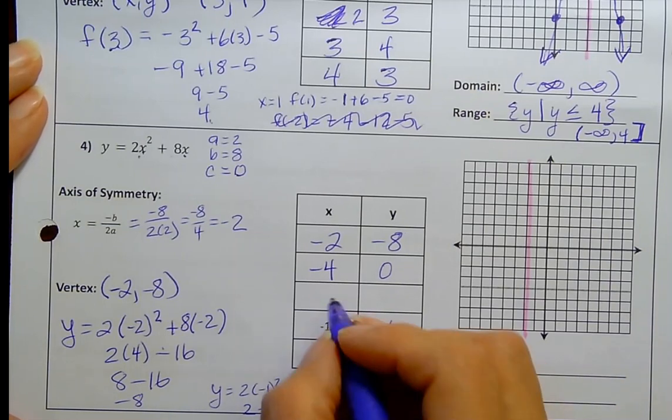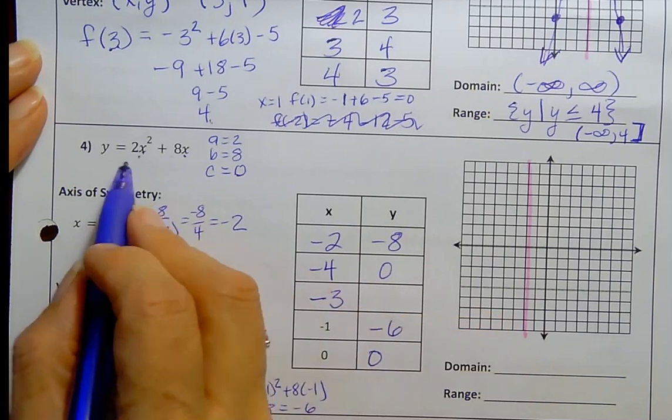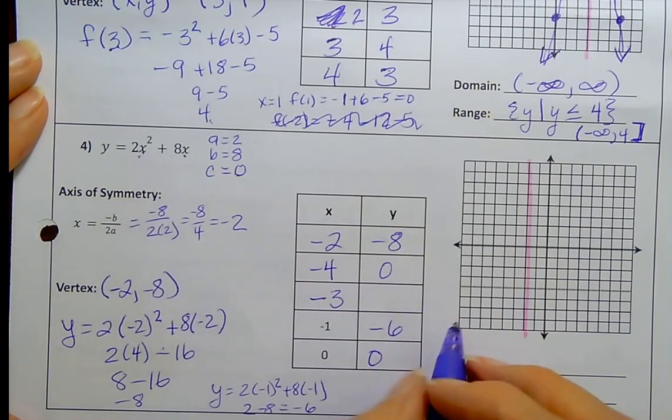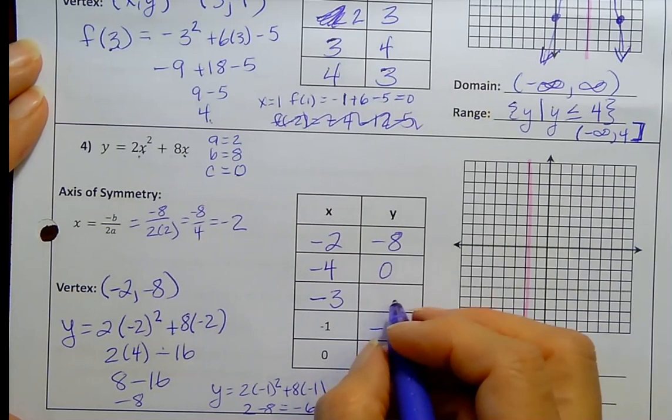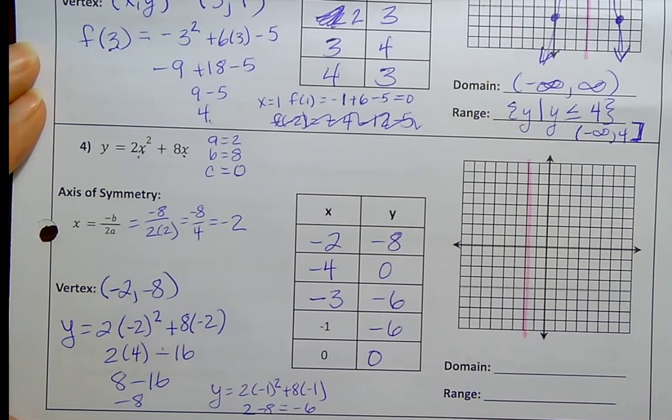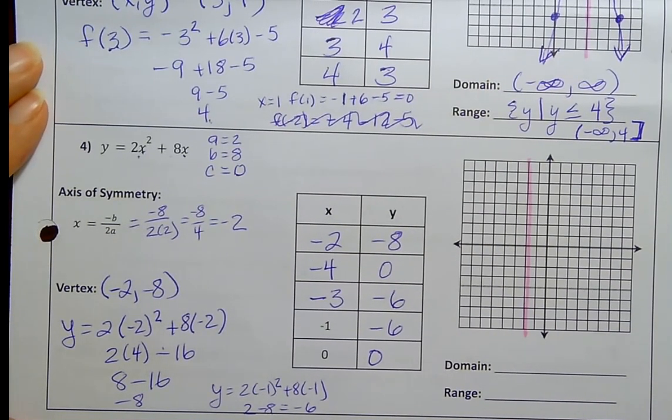And then another one that I already calculated out, if x is -3, then I have 2 times 9 is 18. 18 minus 24 is going to give us -6. Okay, you can choose x values that you're willing to work with. They don't have to be the exact same x values as me.